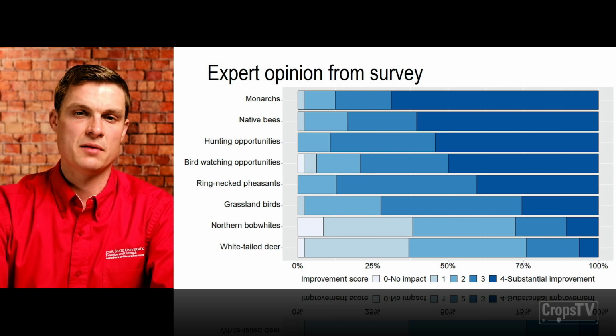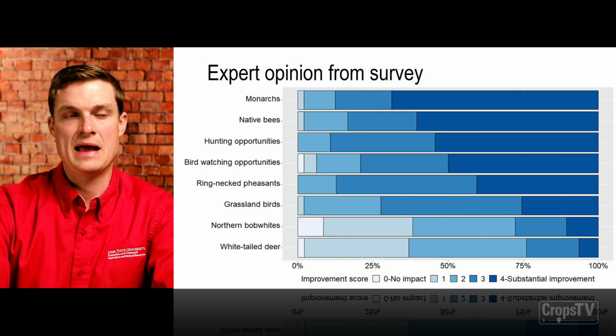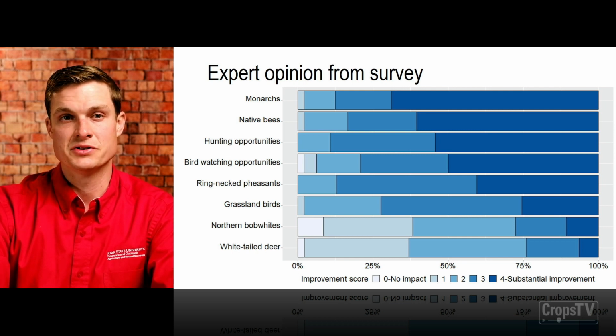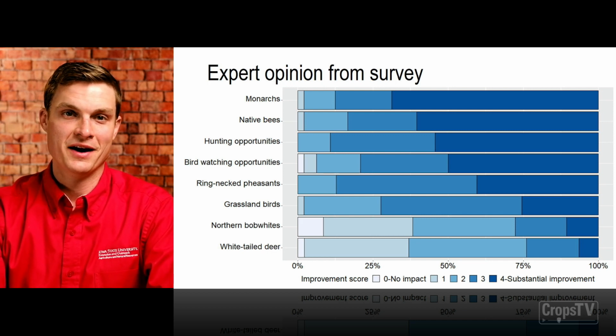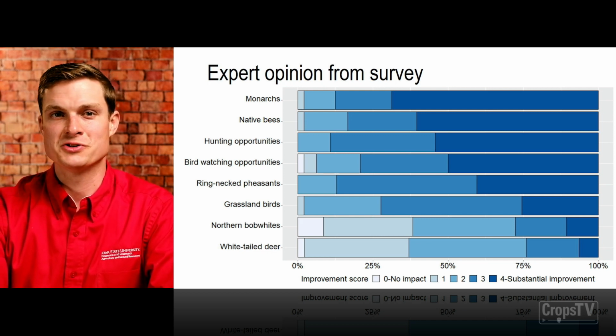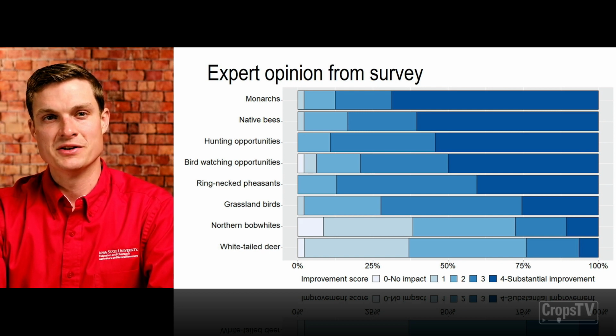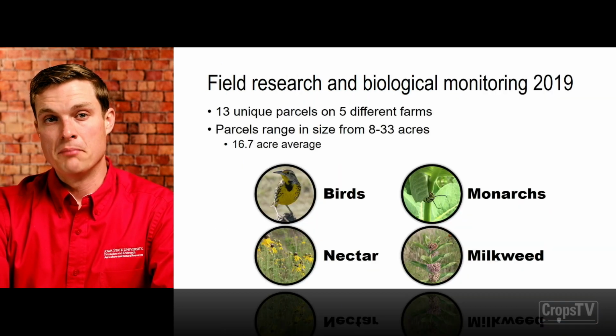And the species that are going to benefit the most are those that are kind of able to use these small patches in crop fields. Monarchs, native bees, and pheasants will definitely benefit. And then the neighbors, or if you like to hunt yourself, could also benefit from some of these areas as well. We also did some monitoring on our own.